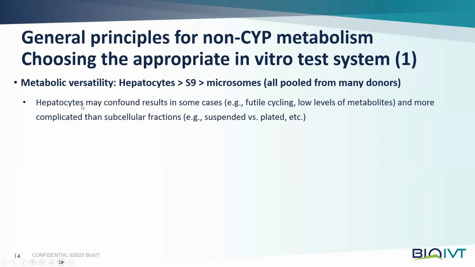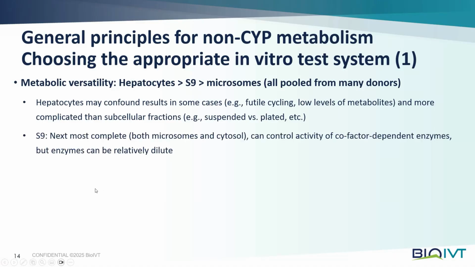But hepatocytes, even if you have a large pool, may actually confound results in some cases. So you may have futile cycling. You might have a glucuronide that's formed and then hydrolyzed. You could have low levels of metabolites, and they can be more complicated, obviously, than subcellular fractions. So do you want to look at suspended or plated hepatocytes, or a more complicated system like we have called HepatoPac, where you can take that metabolism out to 28 days or so? And S9, next most complete, has, as I mentioned before, microsomes and cytosol. You can control the activity of cofactor-dependent enzymes, but enzymes can be relatively dilute compared to microsomes.